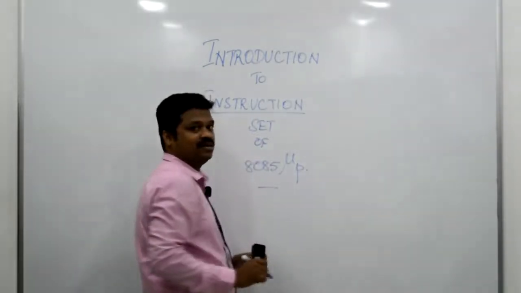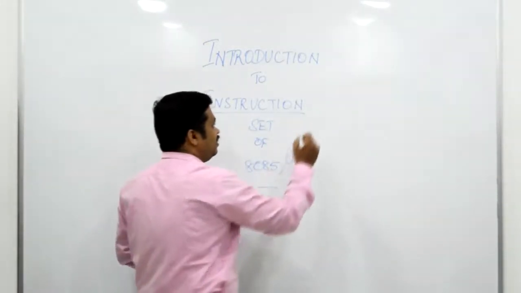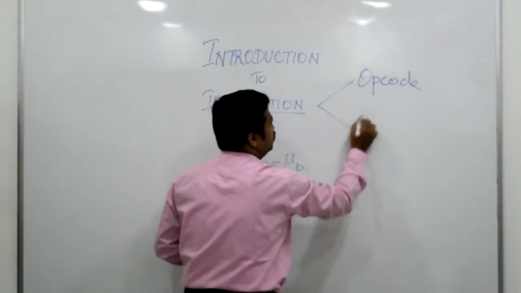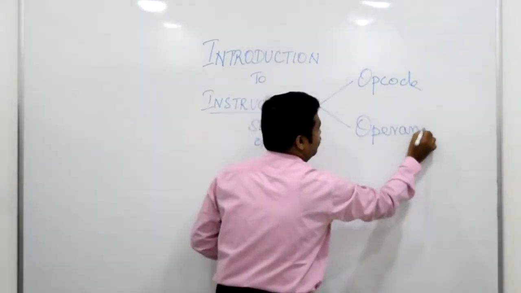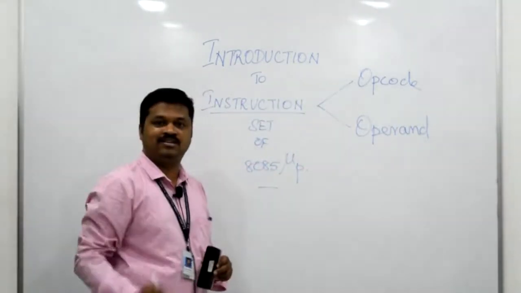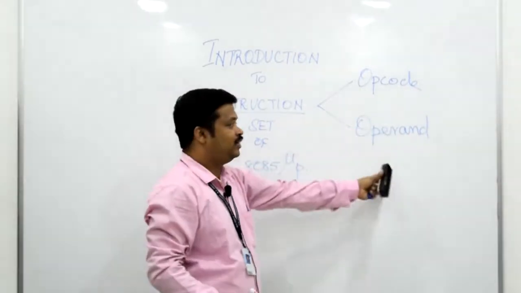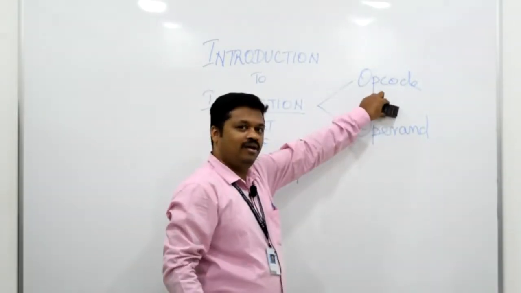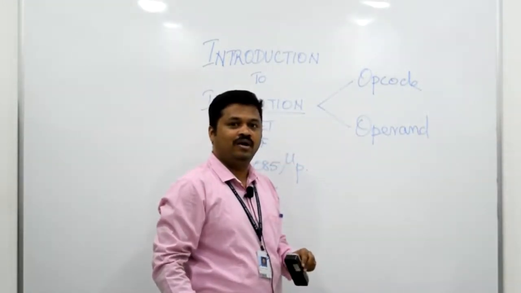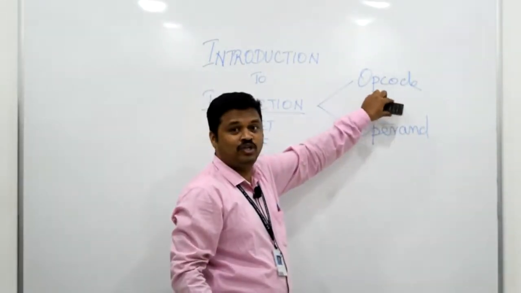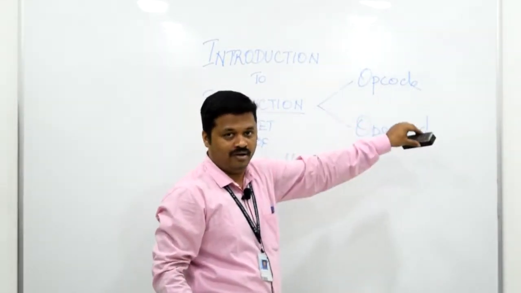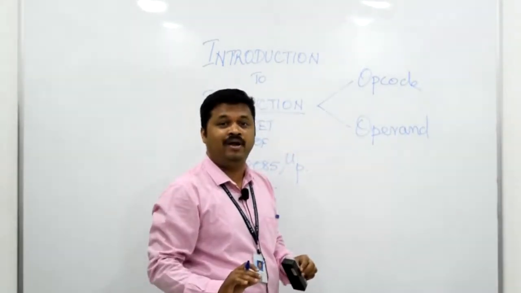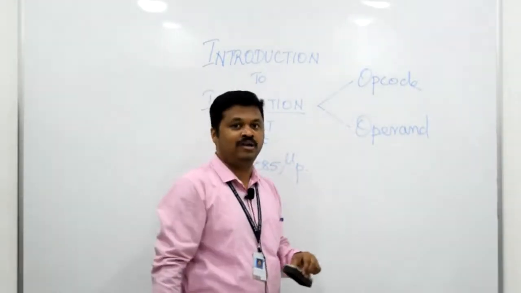Now in an 8085 instruction, there are 2 parameters in every instruction. The first parameter is your opcode. The second parameter is your operand. So there are 2 components in an instruction: one is called the opcode, the other is called the operand. Now what is opcode, what is operand? Opcode is the operational code. The task to be performed is called the opcode. The operand, the data to be operated on, is called the operand.